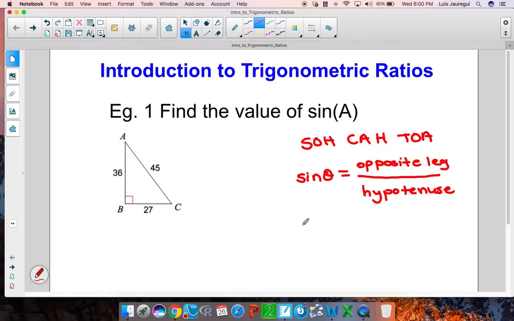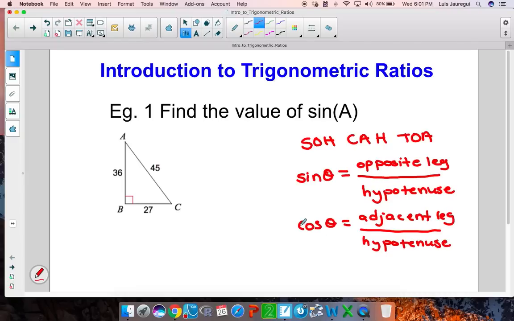Now cosine of theta, it's actually defined as your adjacent leg over the hypotenuse. Again, pay close attention to the initial letters for each one of those components. Here we have C for cosine, A for adjacent, and then H for hypotenuse. That's the CAH here.